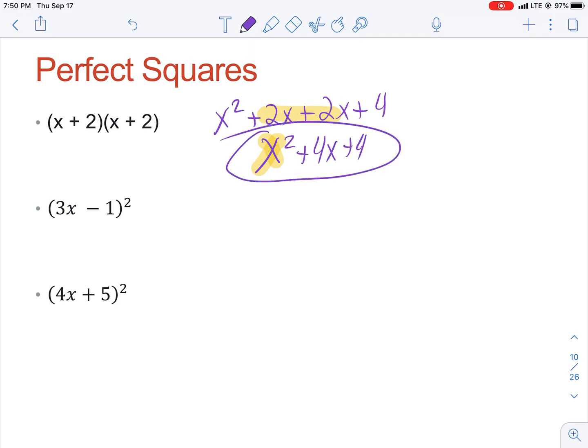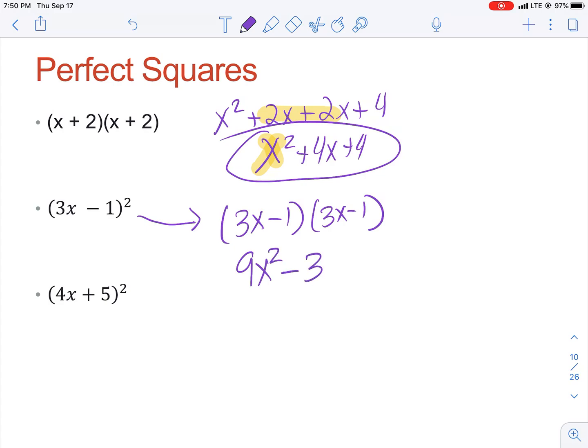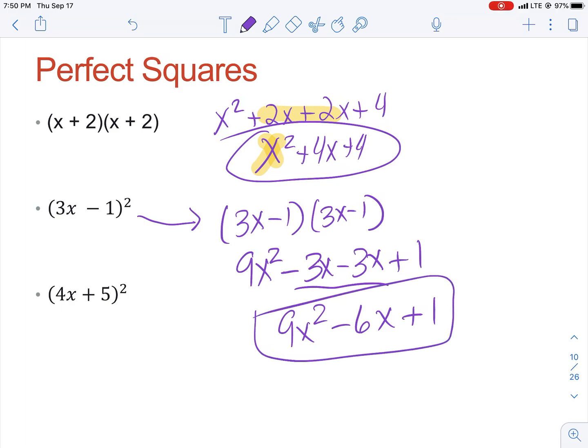These are going to be really important for completing the square. On this one, this is actually perfect squares. You've got to write it twice, 3x minus 1 and 3x minus 1. And then you would FOIL: 9x squared minus 6x plus 1. So the back number is always going to be a positive because the middle is doubling. And so there's my answer.